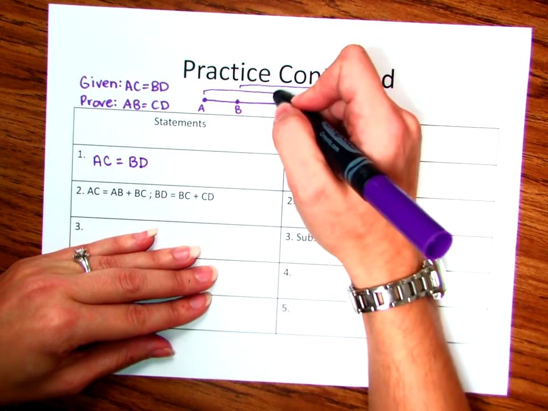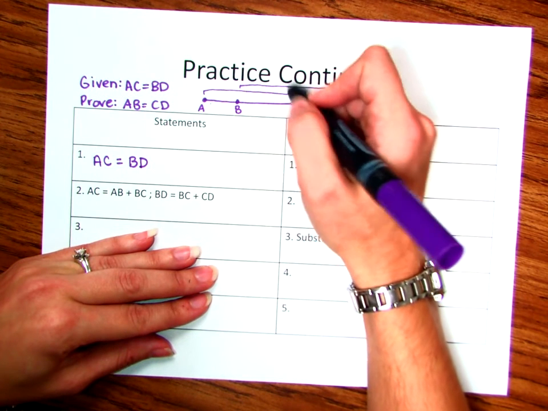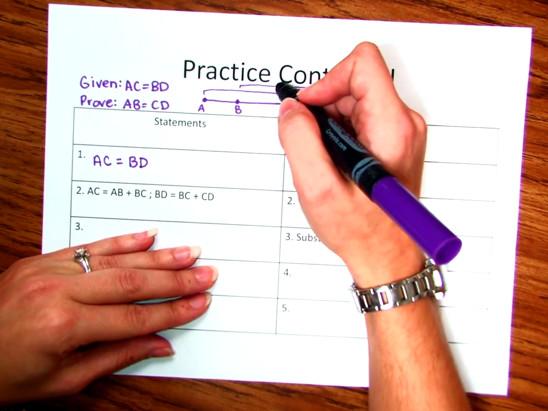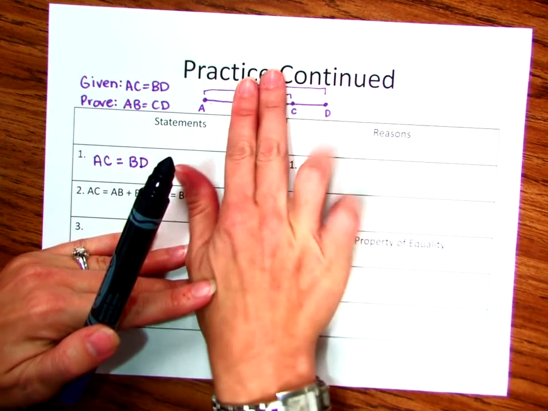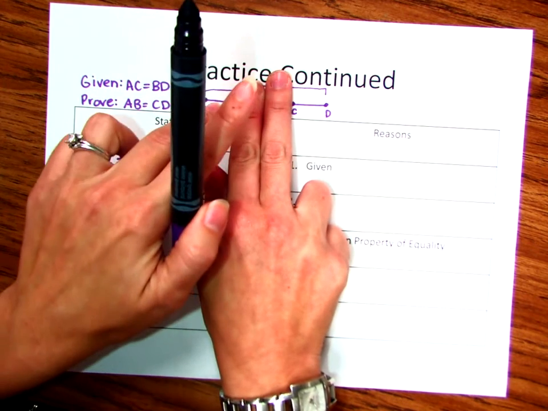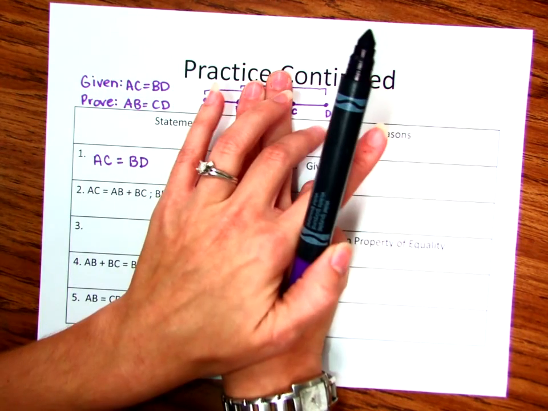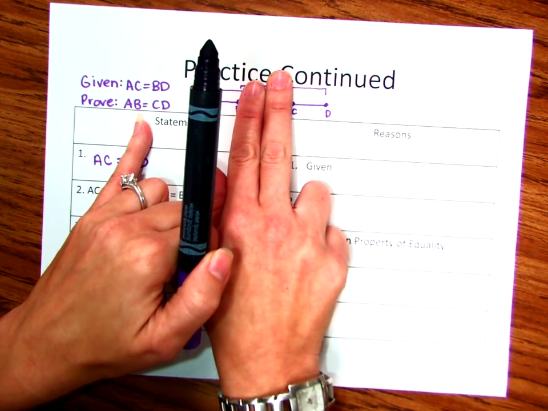I notice that there's an overlapping region here, saying they've got BC in common. If they've got BC in common, let's just see what happens if I subtract BC out of both of them. If I subtract BC out of both of them, I'm left with AB and CD. That's kind of what I need for my proof statement, so I wonder if there's a relationship.